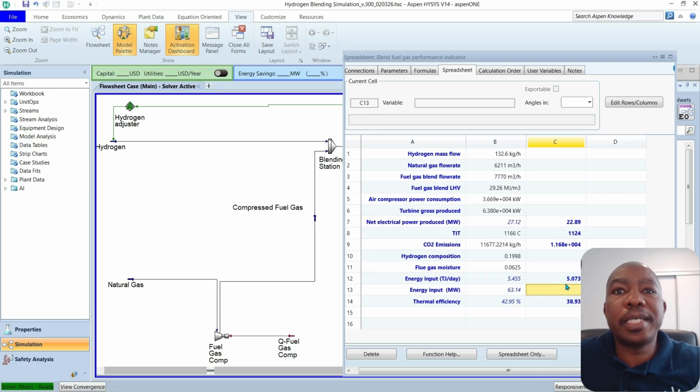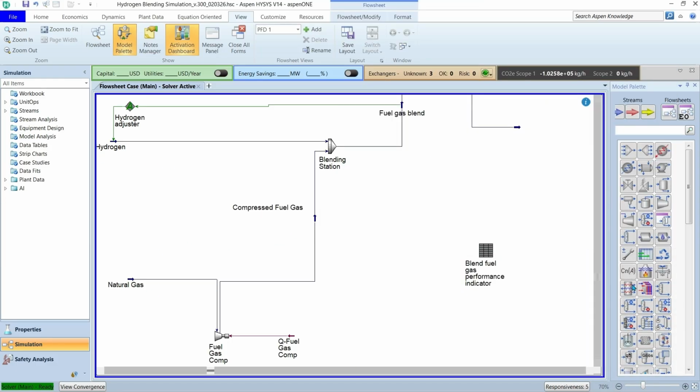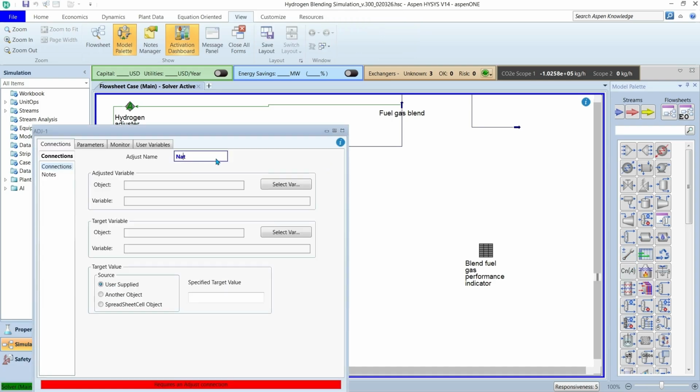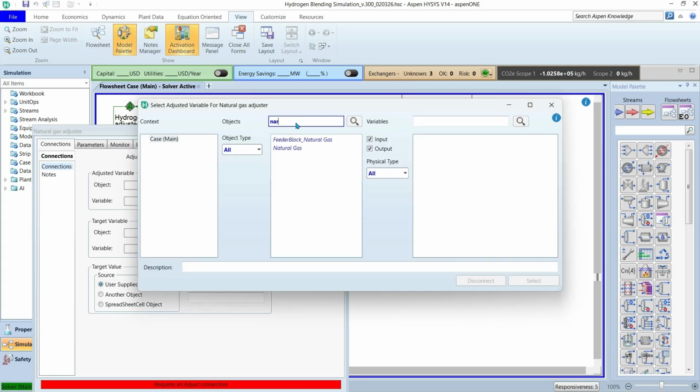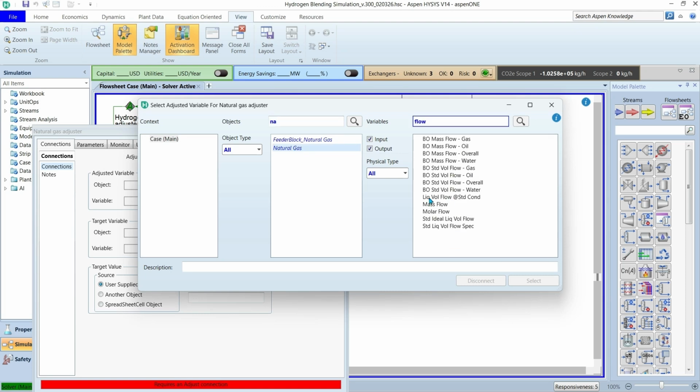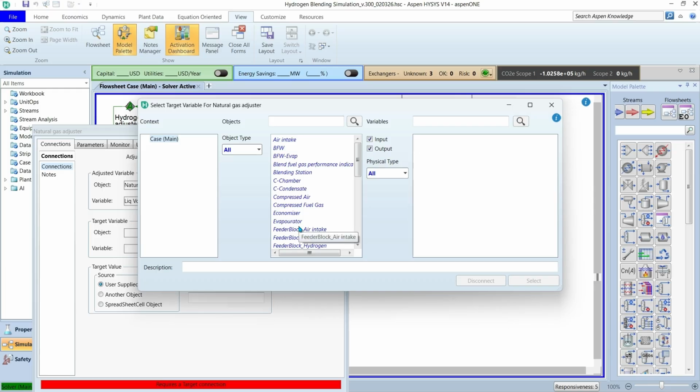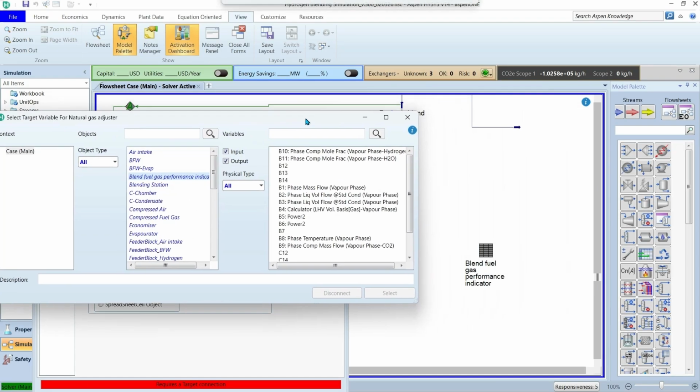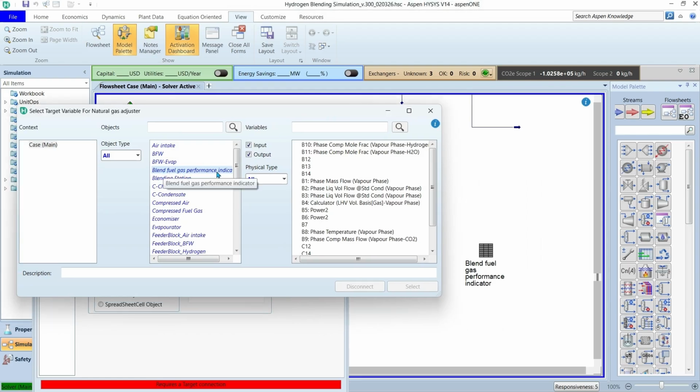We said the target here needs to be 5.073. We are not allowed to exceed this energy input. So we need to change the natural gas flow until we meet this 5.073 terajoules per day. So that's another adjuster that we're going to be using. Same logic, put in an adjuster, and I'll call this one the natural gas adjuster. And then what are we controlling there? We're controlling the natural gas flow rate, the standard condition, and we are targeting the energy input, and that energy input is calculated from this sheet here, the blend fuel gas performance indicator.